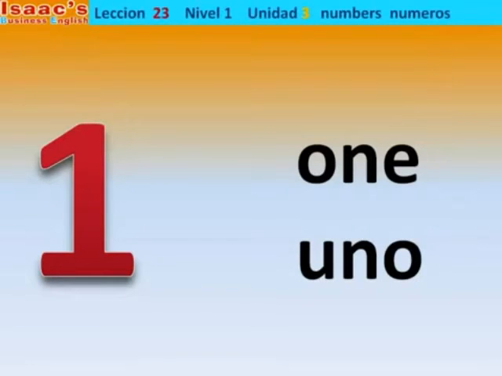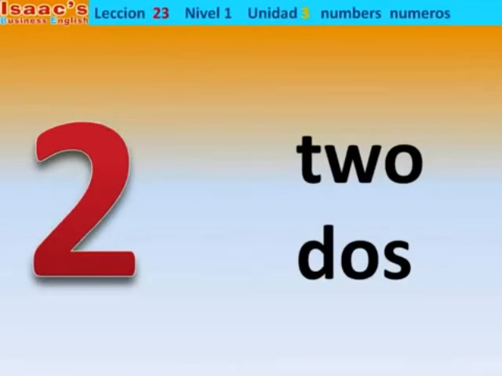1. Uno. 2. Dos. Cuando dicen two, recuerden que la T en inglés es diciendo la T, pero de una forma que soples aire hacia afuera. Two. Repite. Two.